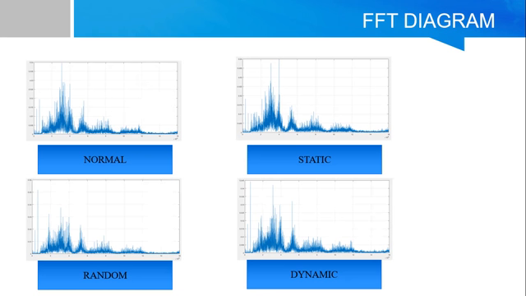Then the random, which has more amplitude when compared to normal, this is because there are 2 objects on the rotor which cause it to vibrate more at a random rate, and thus has a higher amount of spikes in amplitude when compared to normal. And then the dynamic rotor, which also has more spikes when compared to normal because of the 2 objects that were placed directly perpendicular to each other.